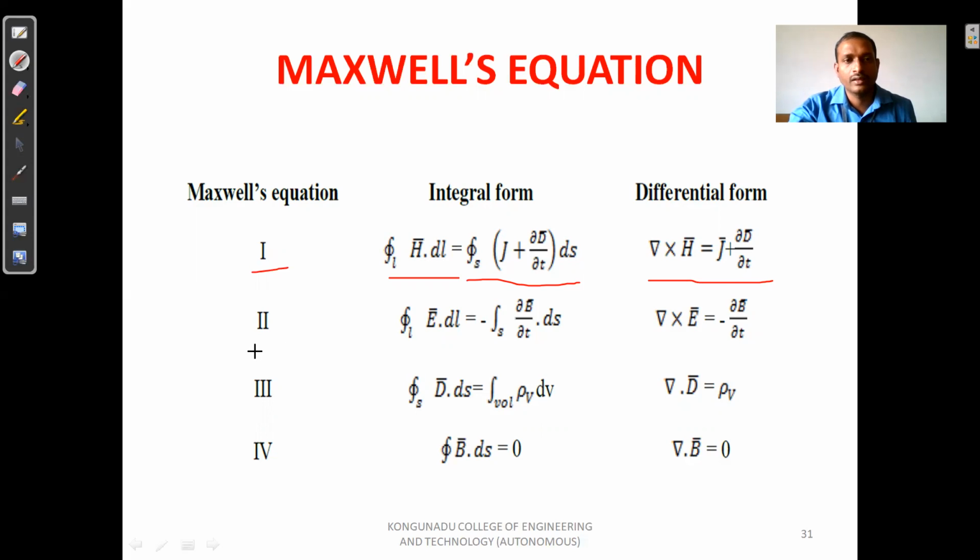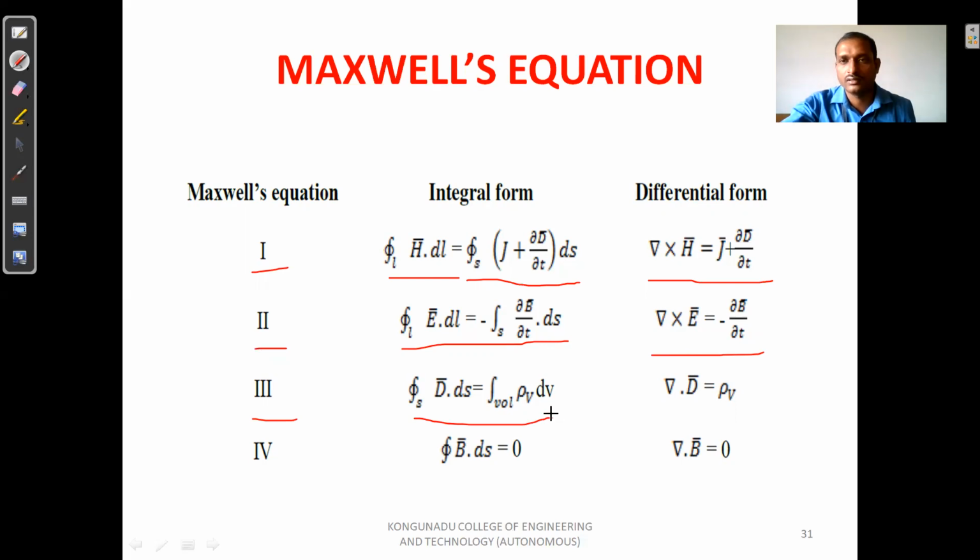So next, equation number 2. It belongs to the electric field. The integral of E dot dl is equal to minus dou B by dou t into ds. This is derived from the rate of change of flux, that is Faraday's law of electromagnetic induction. In differential form, del cross E is equal to minus dou B by dou t. Maxwell equation 3 is derived from Gauss law for electrostatics.